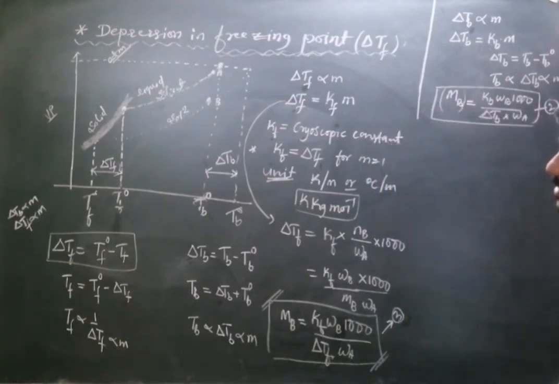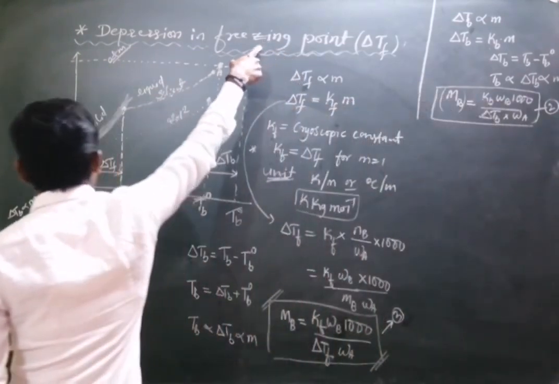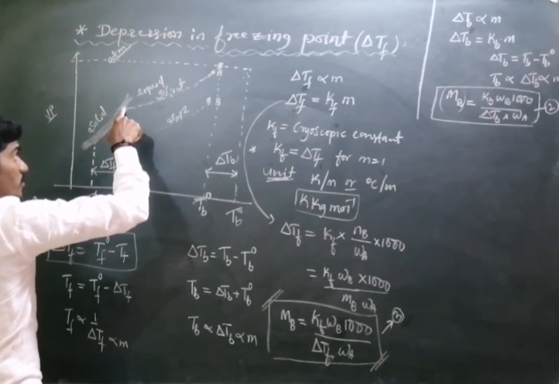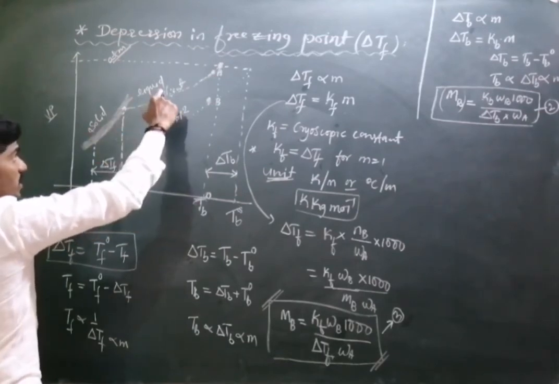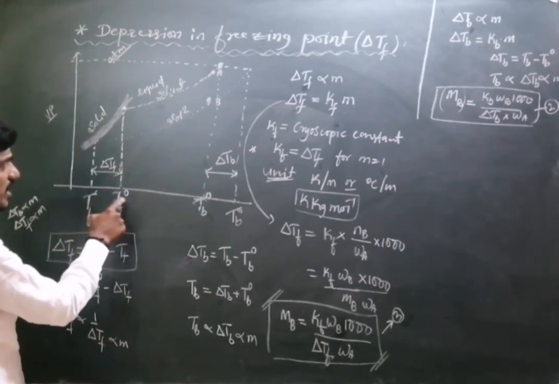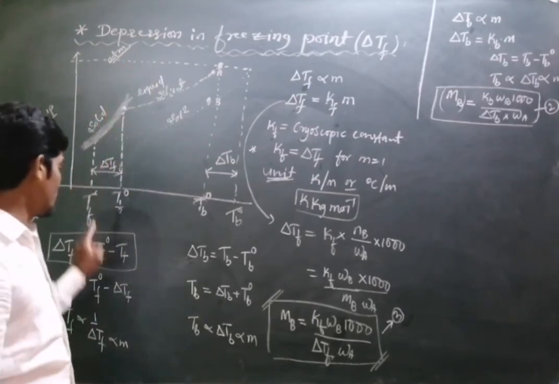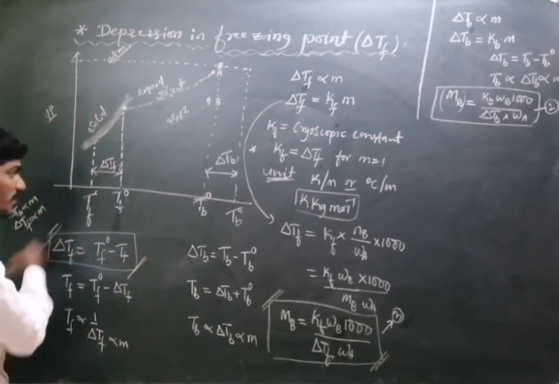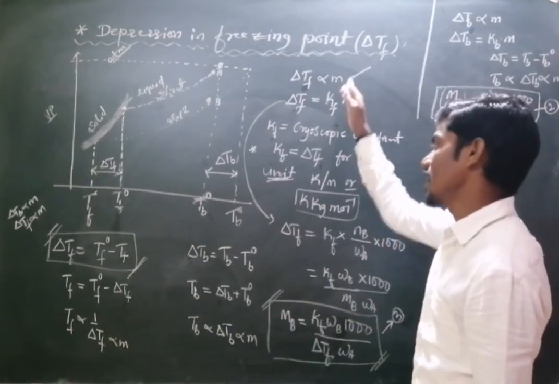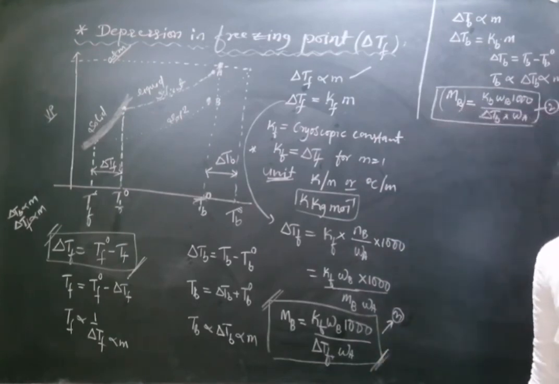Yes, it's clear. That's depression in freezing point. First point, the definition. What is meant by freezing point? It is the temperature at which a substance will have the same vapor pressure in both solid as well as liquid phase. That is called freezing temperature. And the difference between the freezing temperature of solvent and solution is called depression in freezing point. Mathematically, it is given by this formula. Experimentally, it has been found that delta TF is proportional to m, and with further simplification, this is the formula to calculate the molar mass of solute.